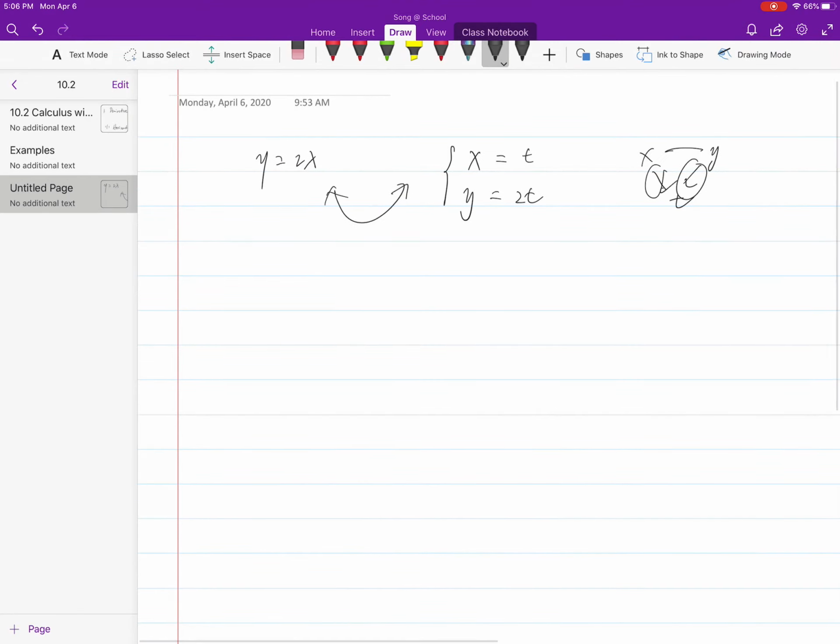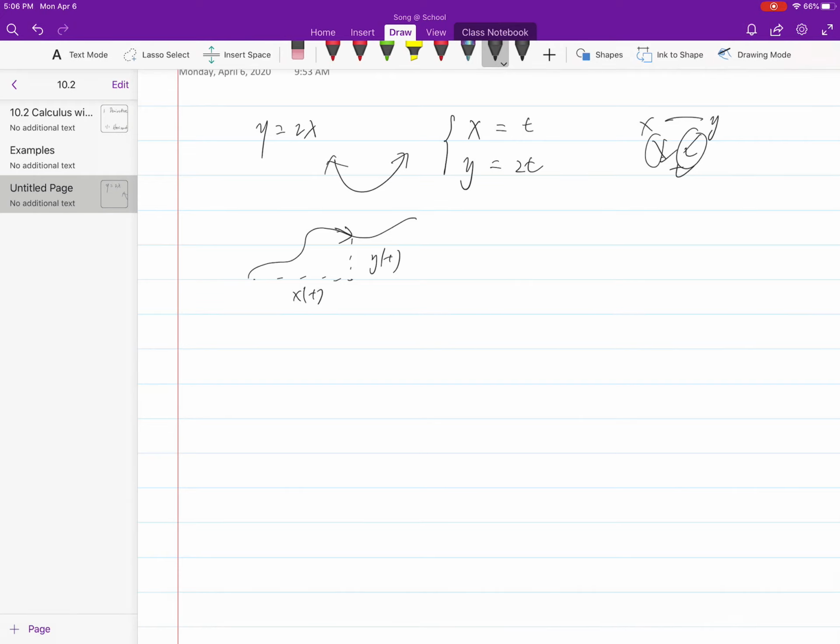Okay, we talked about how to transfer between these two kinds of forms, and then we also said the intuition is basically you have a motion going like that, and for every moment you can decompose the motion into a horizontal one and a vertical one, and each one is changing with respect to the same time t. So x of t and y of t.